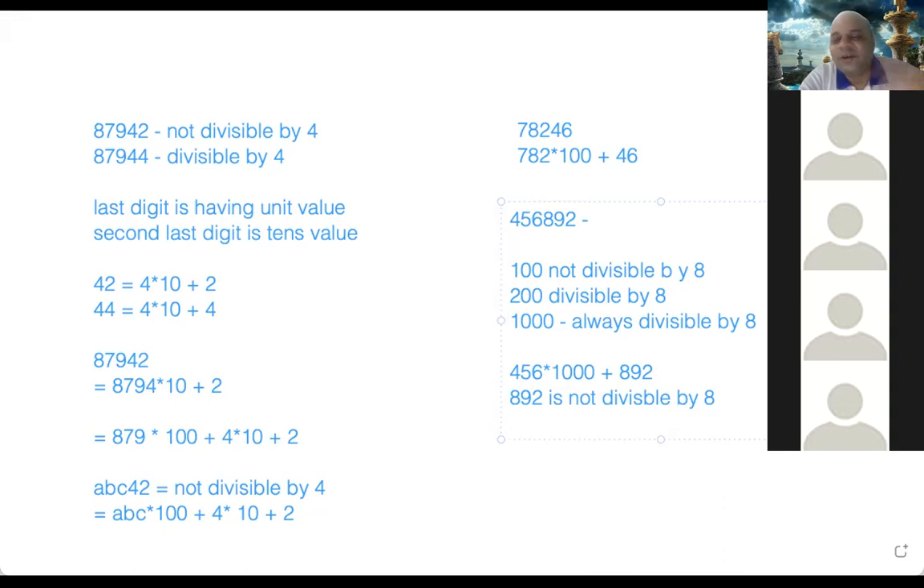So this thing actually goes on. If you want to calculate whether a number is divisible by 16, you have to look at the last 4 digits of the number. So for 2 it was 1 digit, for 4 it was 2 digits, for 8 it was 3 digits, and for 16 it is 4 digits. So like this it goes on. These are all the shortcuts that we use.